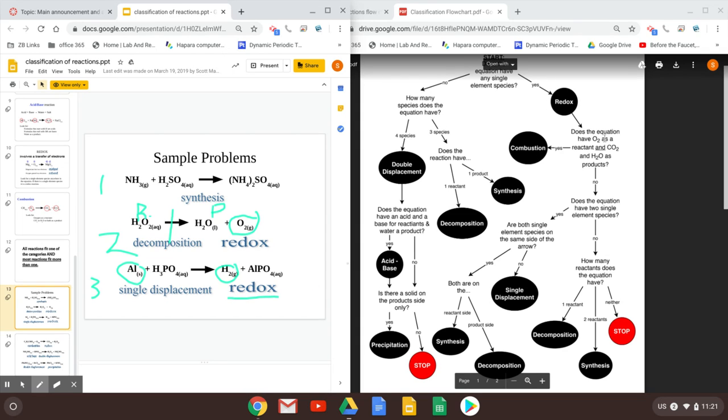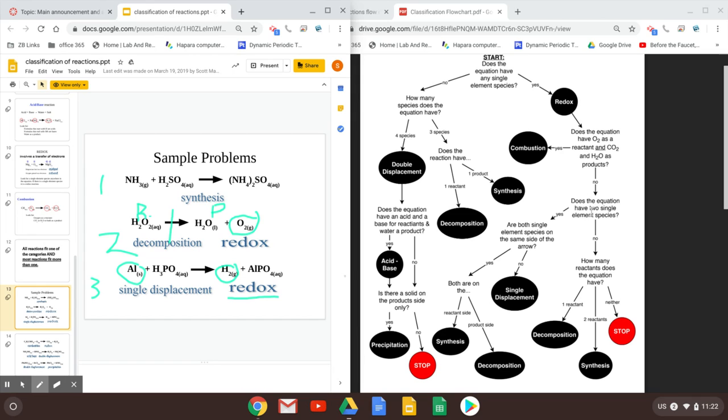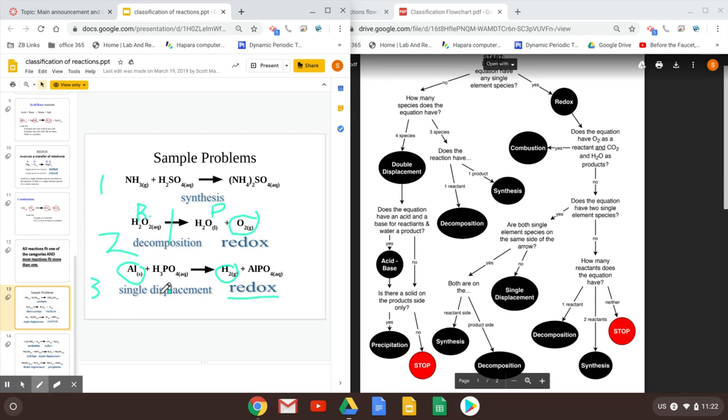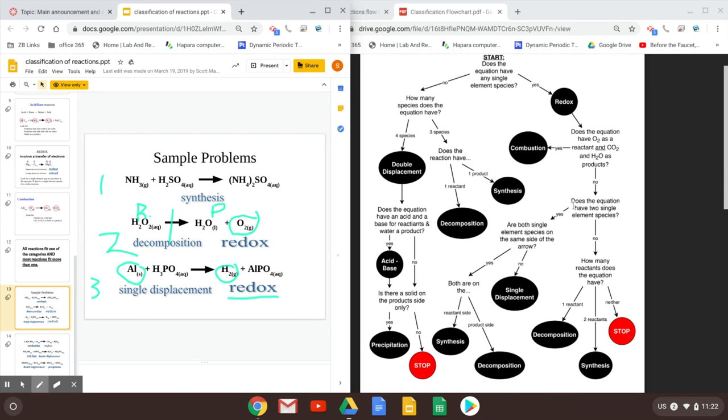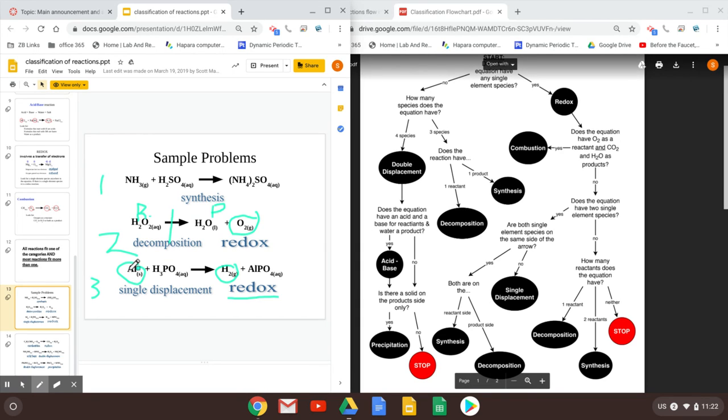Does it have O2 as a reactant? Do we see O2 anywhere here? No, we don't. Okay, so that would be a no. All right. Does the equation have two single element species? If we go back, it has Al and H2. That would mean it has two single element species. So we follow the yes arrow. Next question is, are both single element species on the same side of the arrow? So are Al and H2 on the same side of the problem or the arrow? The answer is no. So that would mean that it is single displacement.